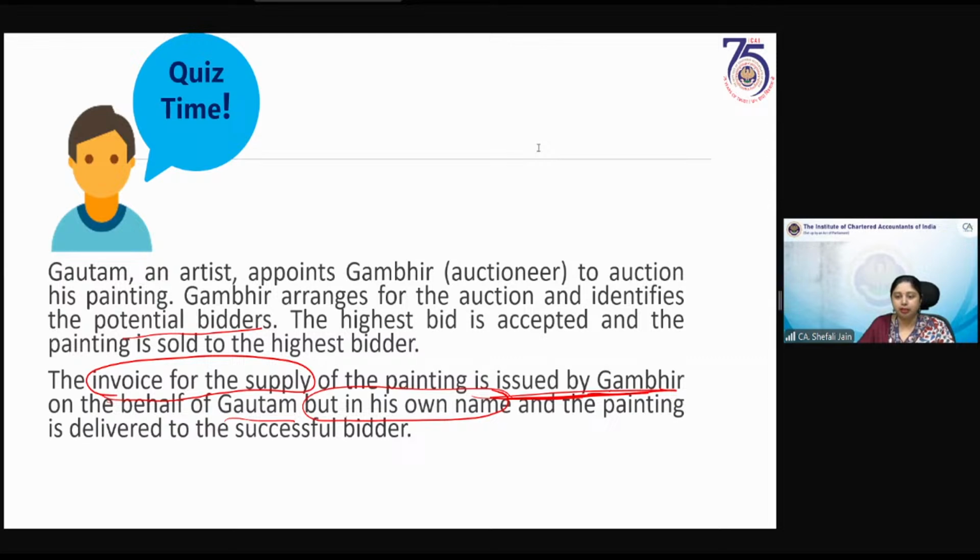Janvi, Mehak. Okay. Yeah, we'll be conducting these quizzes. We'll try to conduct it as often as possible.